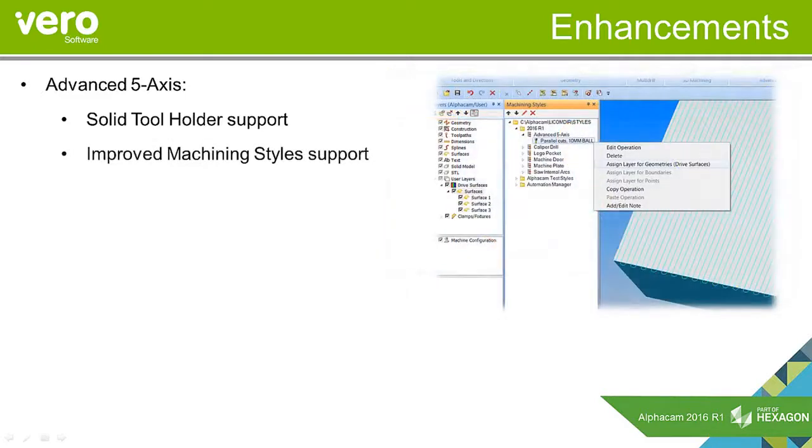We've also improved the machining styles support. In the previous versions, if you'd saved advanced 5-axis as a machining style, it would always re-display the machining dialog. Well, what we've done now is if we have surfaces on a drive surfaces user layer, then the advanced 5-axis machining style will pick up on that and apply it without displaying the dialog again.